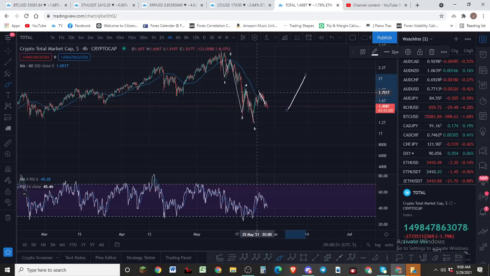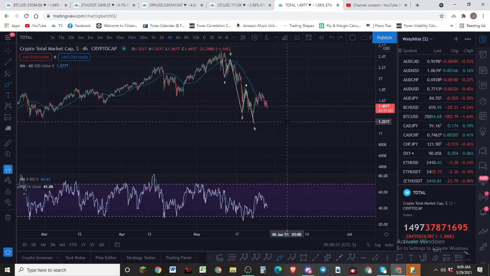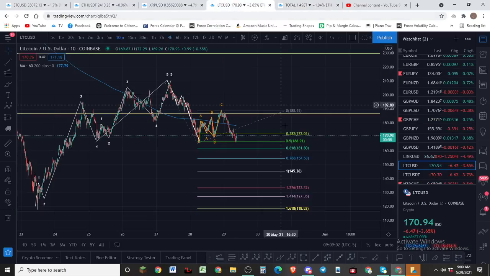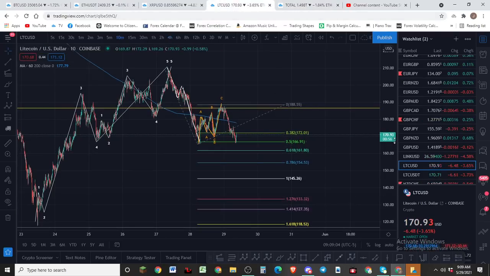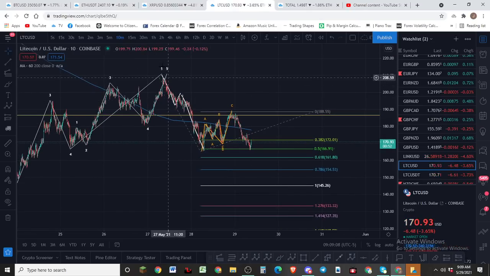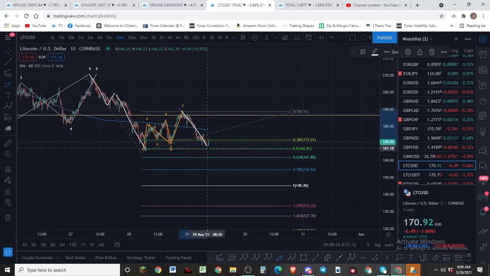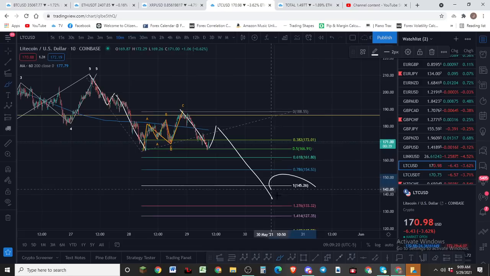Is the question, is this finished? I don't think so. Is it going to do this? What's going to happen? And that's the purpose of what I'm doing right now. Let me finish Litecoin, for instance, and let's see if we can come up with something. So, based on this structure, if this is a 3 and that's a 3, then we're looking for 3 here. So this is going to be A, B, and then C, somewhere down here.